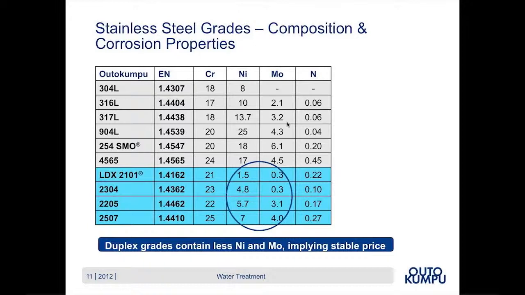And of course, what I would draw your attention to is that the duplex grades utilize far less of the more expensive elements such as nickel and molybdenum. This will of course have a direct effect on the final price of the material in question. Also, given these lower values, the price of duplex grades is considerably easier to budget as they're less susceptible to fluctuations in the raw material cost. In a nutshell, they represent both a cost-effective and a cost-stable option.